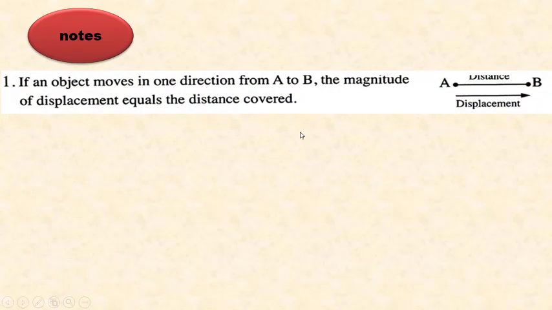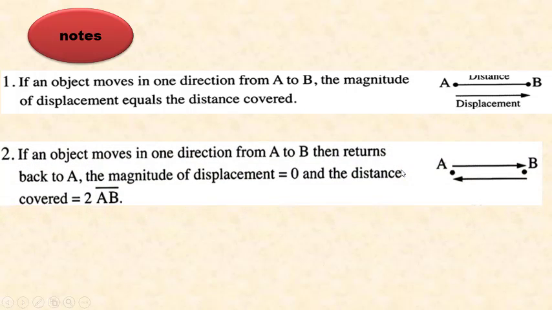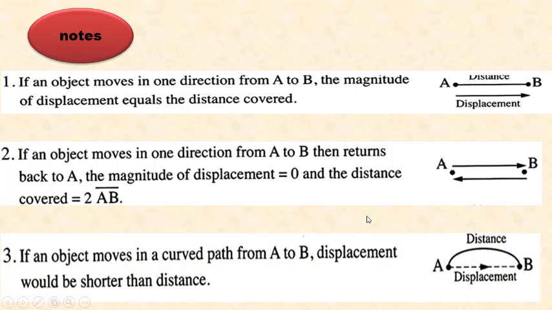Notes: if the object moves in one direction from point A to point B, the distance will be equal to displacement. Number two, if the object moves from A to B, then returns back to the starting position, displacement in this case will be zero, as it moves in the opposite direction and it has negative sign. Displacement in this case is zero, while distance is double the amount of AB. If the object moves in a curved path, the distance covered by the object is more than the displacement covered.